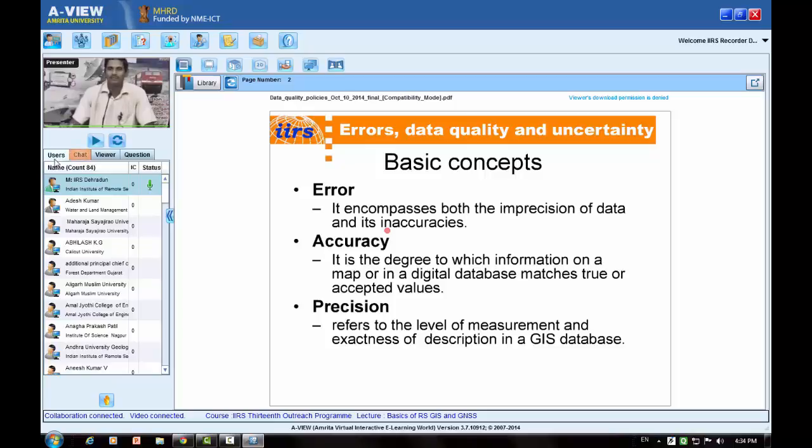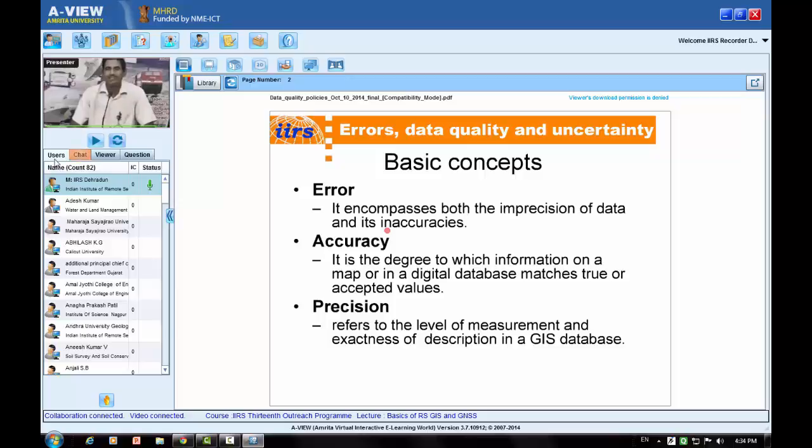When it comes to accuracy, it is the degree to which whatever you generated is near to the true value or the accepted value. So that is the accuracy. Suppose when you digitize, whether you are able to follow the line exactly or you are deviating from it. Or suppose you get coordinates from a GPS, and then what is the actual value of that place on the ground. That shows the accuracy.